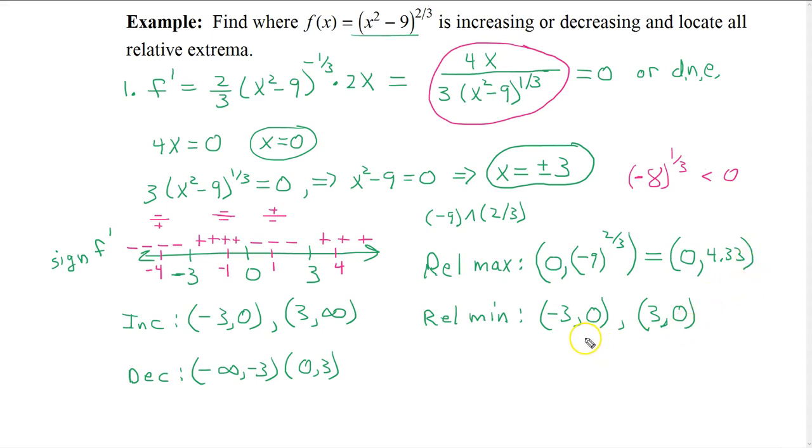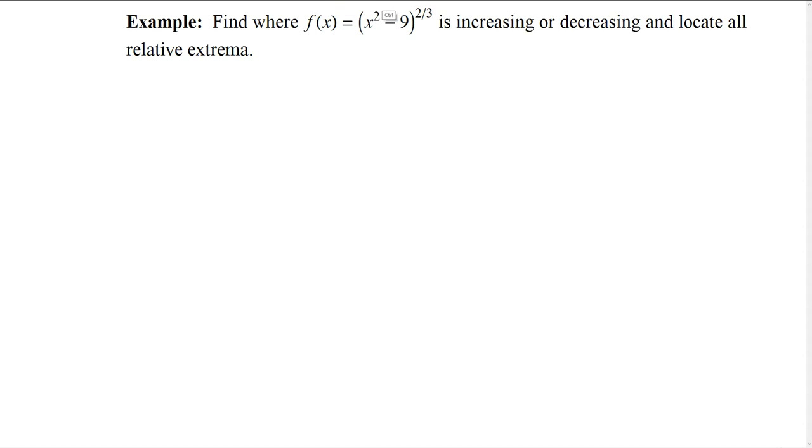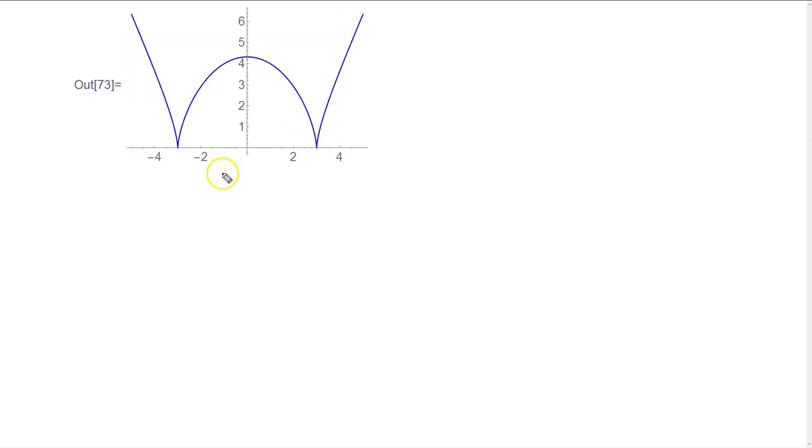Let's take a look at the graph of this function and see if everything matches up with the graph. So here's our graph. Notice that we have relative minima at negative 3, 0, and right here is 3, 0, just like we've found. Right here we have a relative max that is at 0, 4.33.